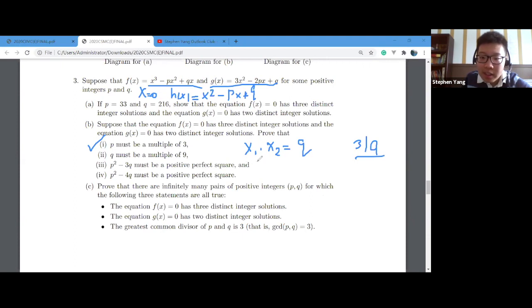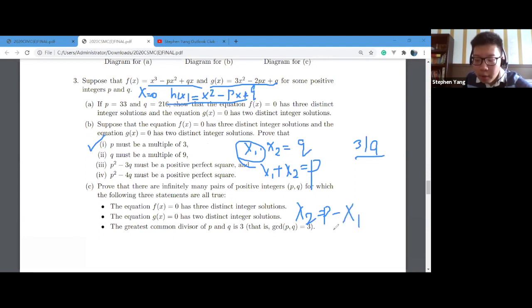So without loss of generality, let x1 be a multiple of 3. And by Vieta's formula again, in h of x, x1 plus x2 is equal to p in here. So we know that p is a multiple of 3. And that means x2 is equal to p minus x1.